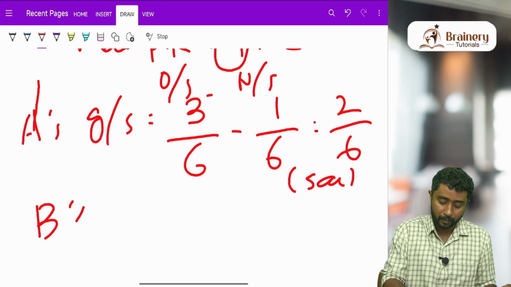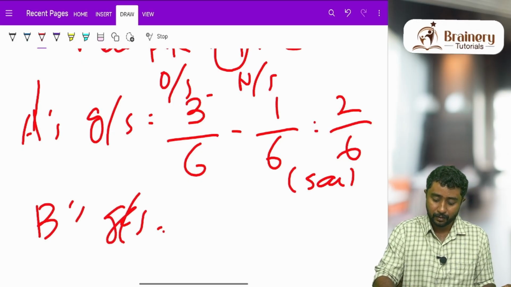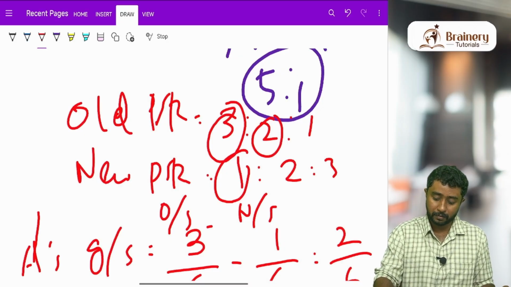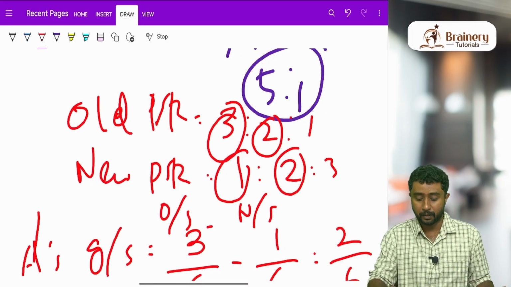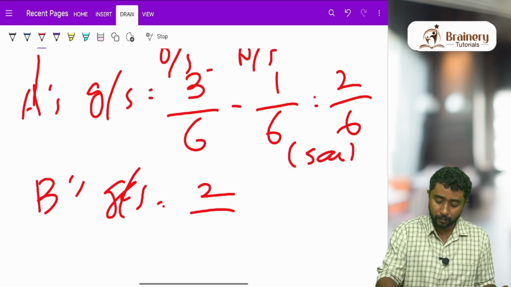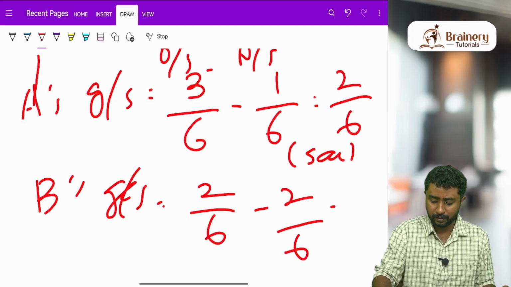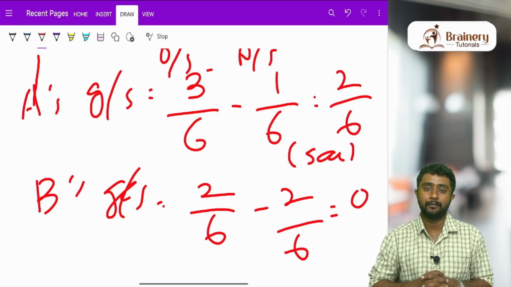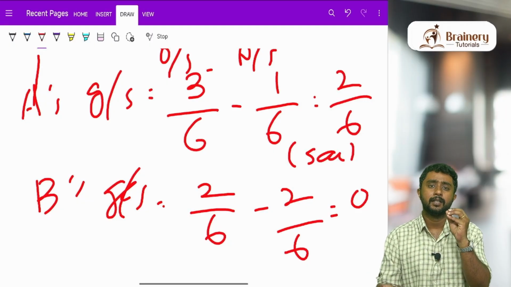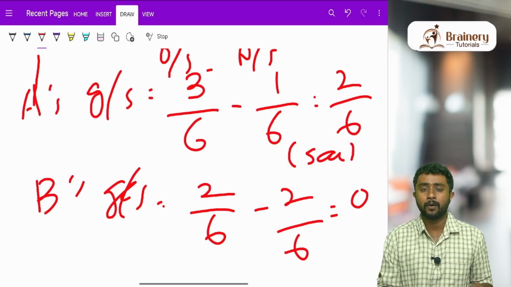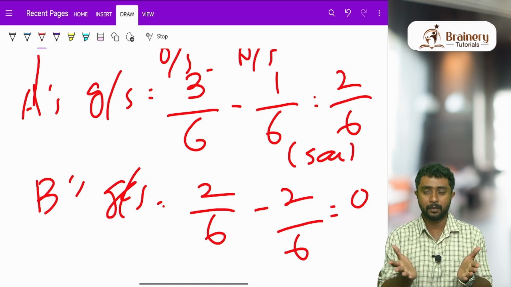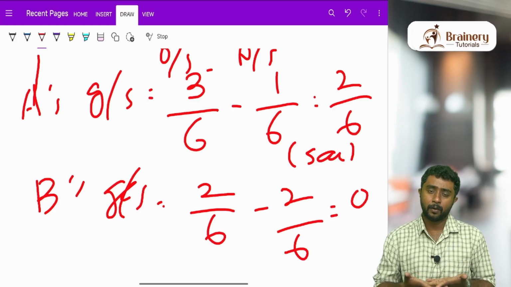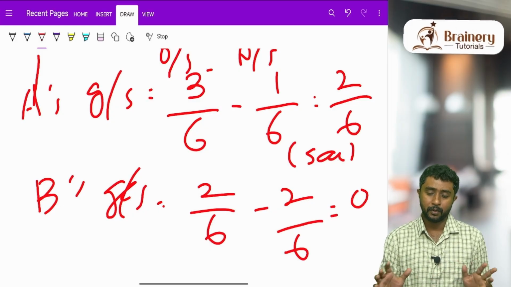Next situation is B's gain or sacrifice. B's old share was how much? 2 out of 6, as you can see, and new share is also 2 out of 6. So basically 2 by 6 minus 2 by 6 equals 0. Okay, so what does that mean? You don't have to write it in fraction, just write 0, that is enough. So we can write no gain or no sacrifice. If 0 is coming as the answer, then that person is not gaining anything or sacrificing anything. This is how you have to do it.